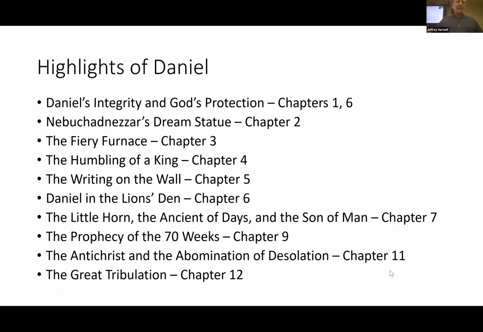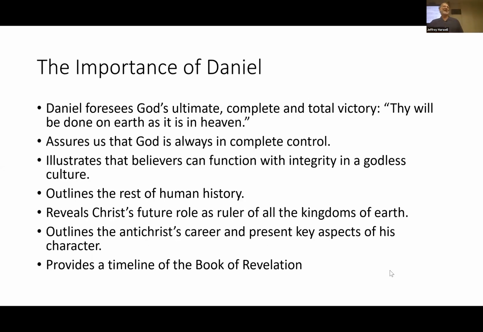And so between chapter 9 and chapter 12, we actually get the timeline for the book of Revelation. So you can't really understand the book of Revelation until you understand the book of Daniel. It is a prerequisite to reading Revelation and understanding it that you study the book of Daniel. So by the time we get to the end of Daniel, you'll be ready to pick up Revelation and just read right through it. So is that our next study? We'll see when we get there.